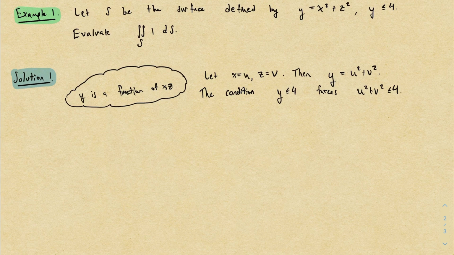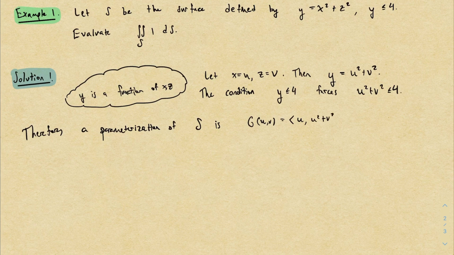And there we go. So let me write this down as a g function. A parameterization of the surface is going to be g of (u, v): x is u, y is u squared plus v squared, and z is v. And then, like I mentioned, the domain is u squared plus v squared is no bigger than 4.